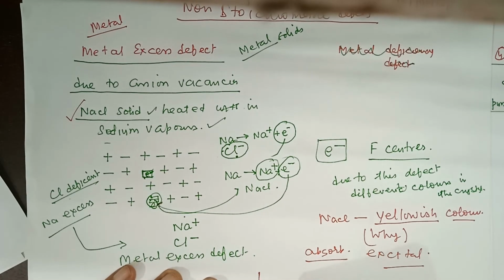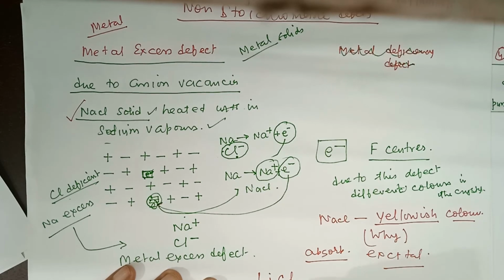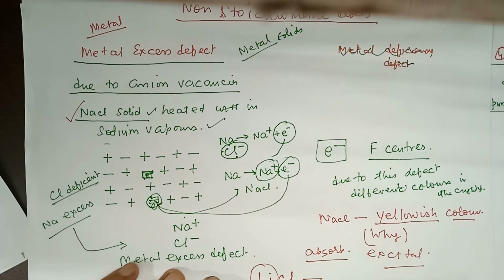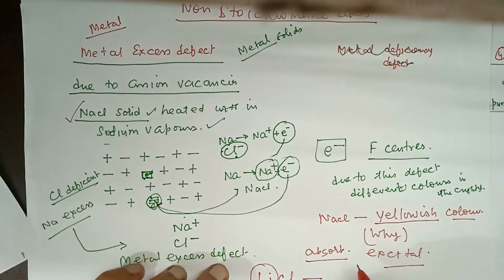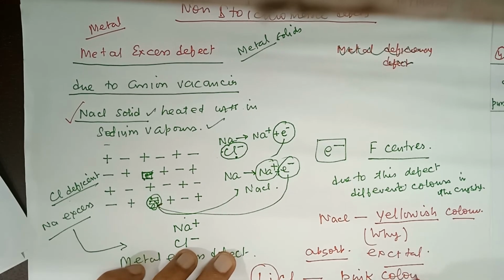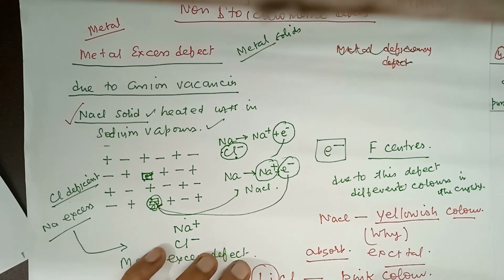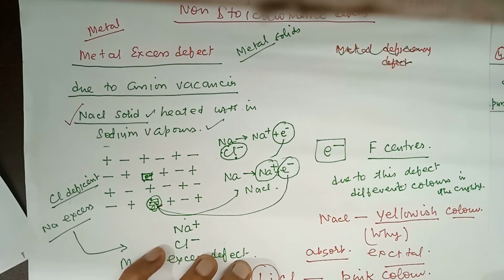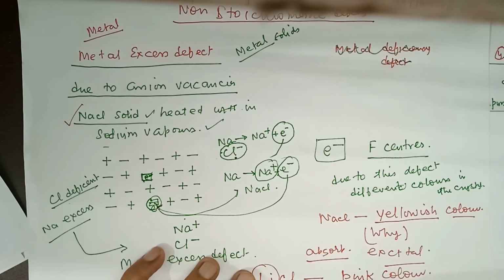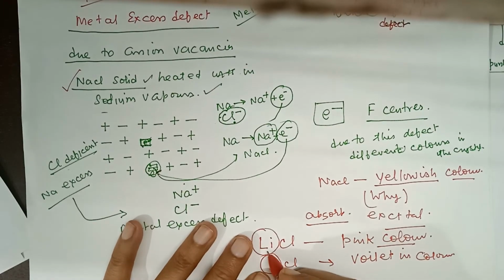Similarly, if we see lithium chloride, if lithium is in excess by the similar process of metal excess defect, then it is of pink color. And same with KCl, if metal excess defect of potassium is observed, then it is violet in color due to excess of potassium. Here it is pink color due to excess of lithium.